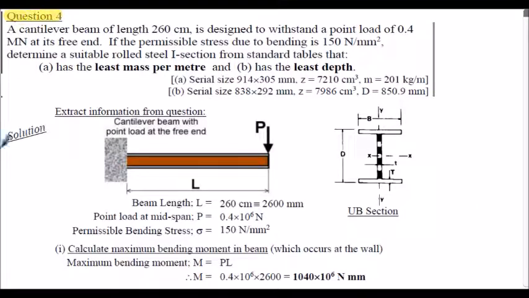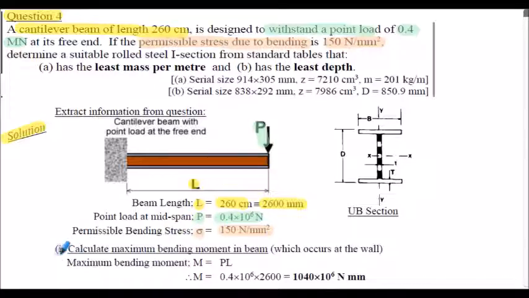Question 4, the solution. The cantilever beam length is stated as 260 centimeters, so that's L here, and I've converted my 260 centimeters into millimeters to 2,600 millimeters. Stated that the point load at the free end of the cantilever beam is 0.4 meganewtons. So my P value here, point load of 0.4 times 10 to the 6 newtons. The permissible bending stress is stated as 150 newtons per millimetre squared. So sigma is 150 newtons per millimetre squared.